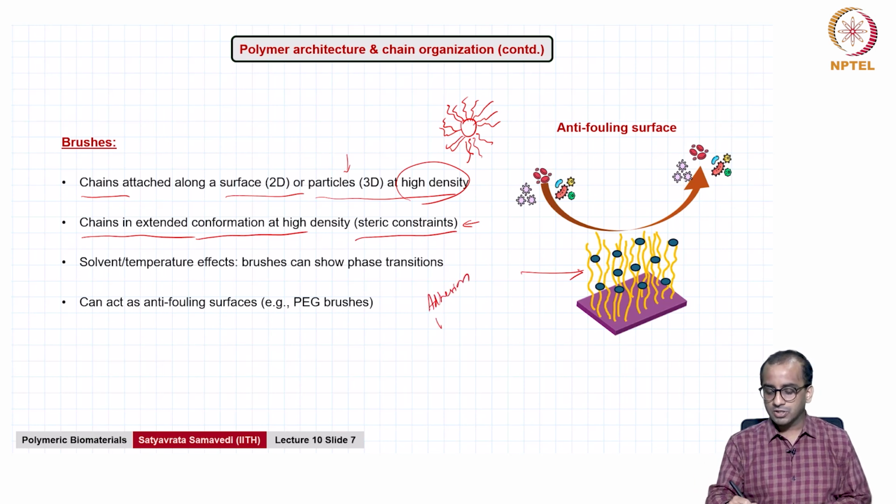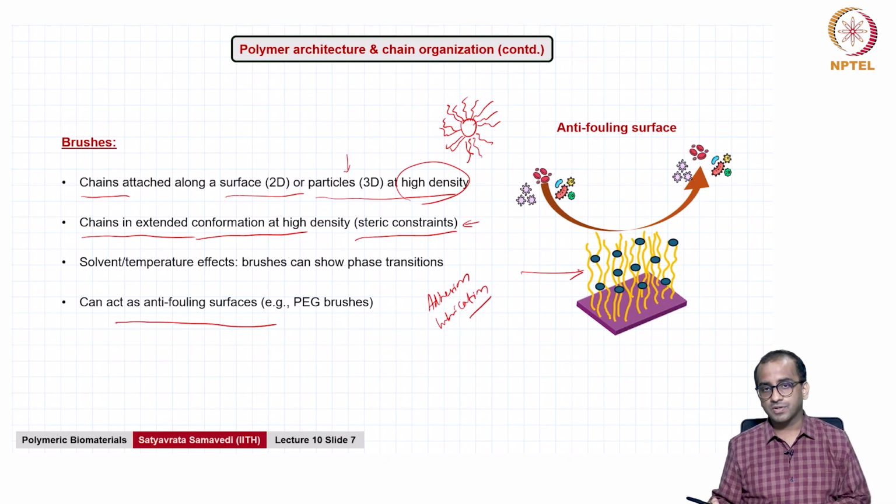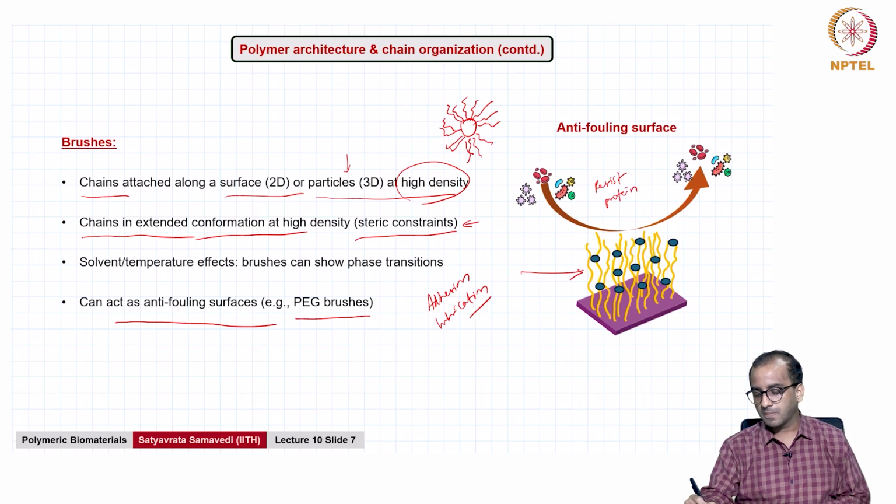you can change lubrication properties, you can even create antifouling surfaces, as we saw earlier with polyethylene glycol, which if you can graft them as brushes, you can now create surfaces that resist protein adsorption. That is what we mean by antifouling surface.